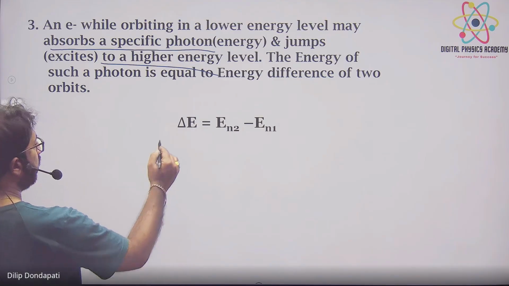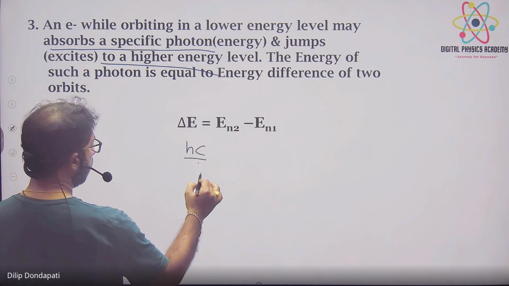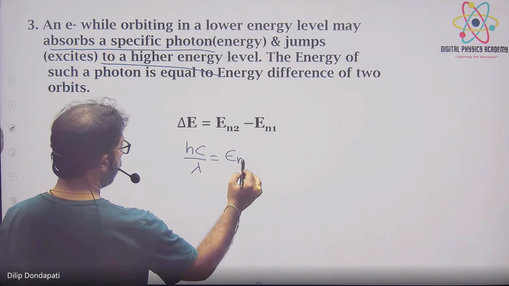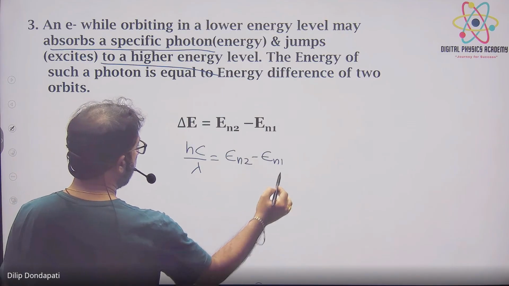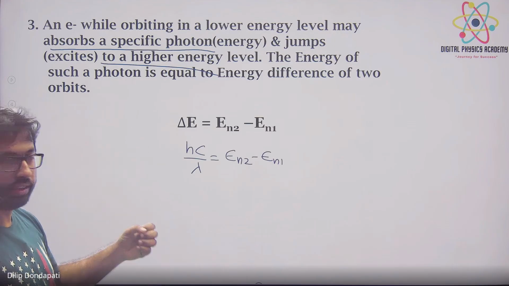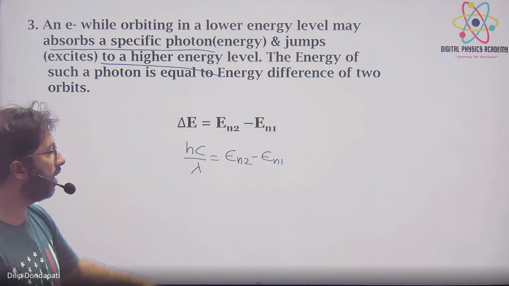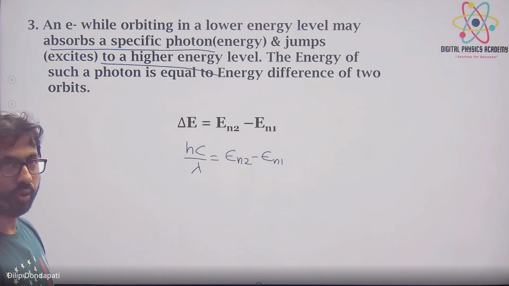And the difference of energy levels is called hc by lambda, which we learned from the dual nature lesson. The photon energy is coming, right, so hc by lambda. From this we can calculate lambda and so on. That is what is coming ahead.